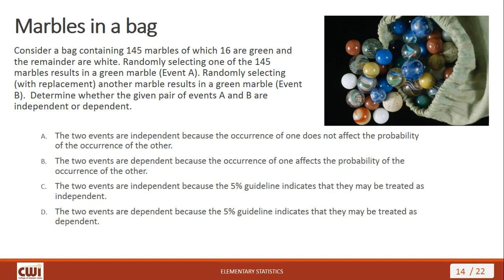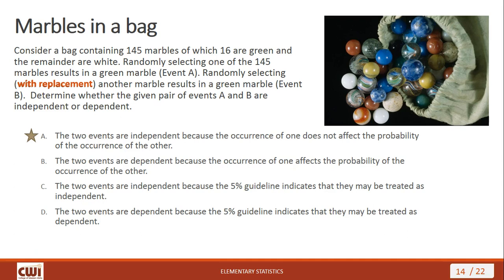Well, I hope you picked answer option A because this is the correct response. The two events are independent because the occurrence of one does not affect the probability or the occurrence of the other. By putting that green marble back in the bag, the probability of selecting a green marble has not changed. So therefore, the events are independent.